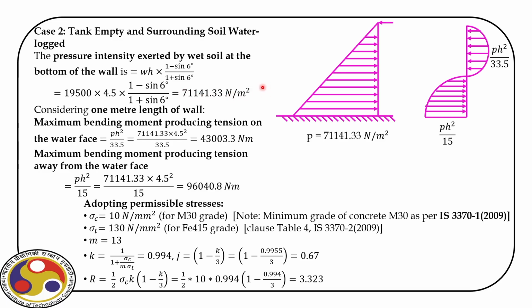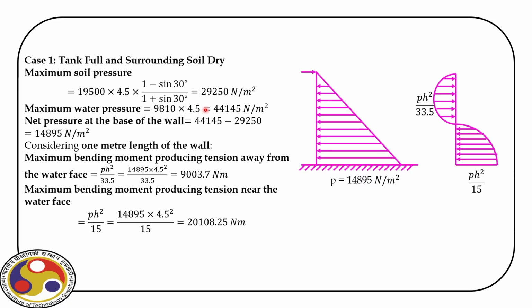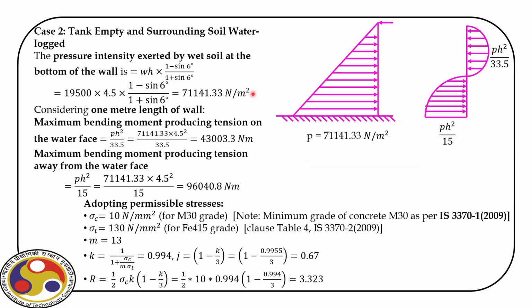Now if you compare that value with the previous one, you can see here it was 29,250 Newton per meter square. So you can easily sense the increase of pressure due to the saturation of the surrounding soil.